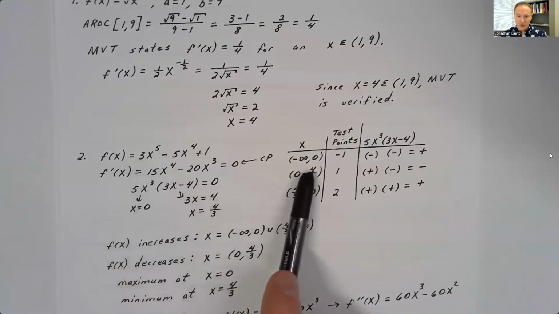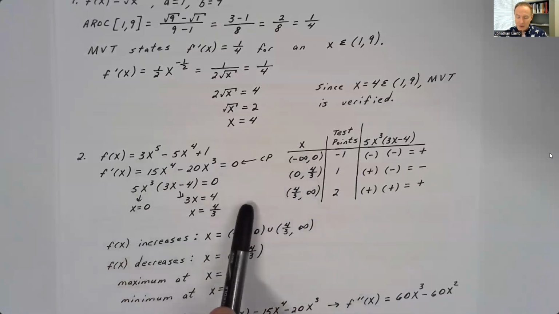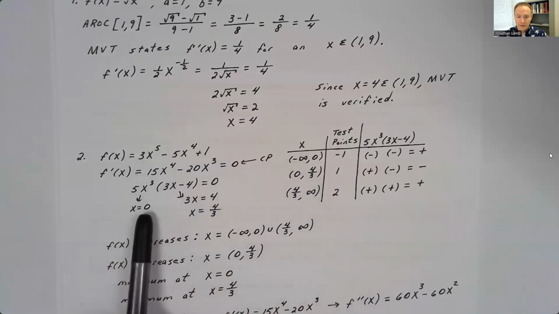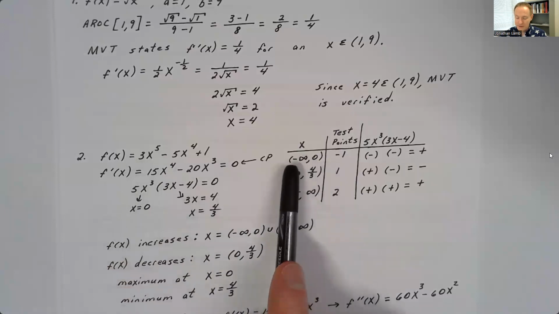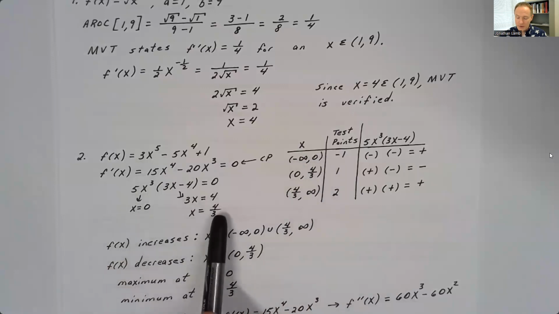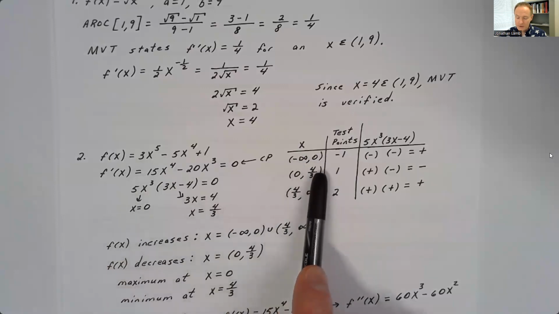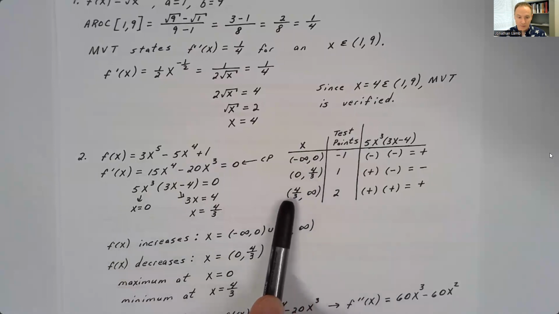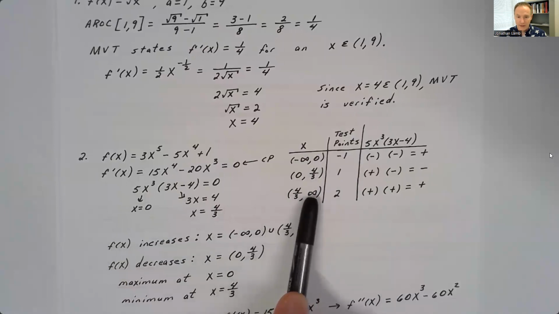And you'll say, well, I'm going to start at negative infinity, go to your lower critical point, 0. My first test interval is negative infinity to 0. Then go from your lower critical point to your upper one, 0 to 4/3. Then go from that upper critical point of 4/3 up to infinity.